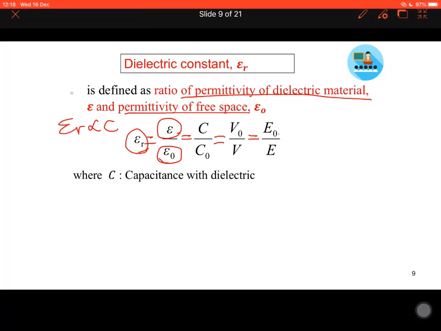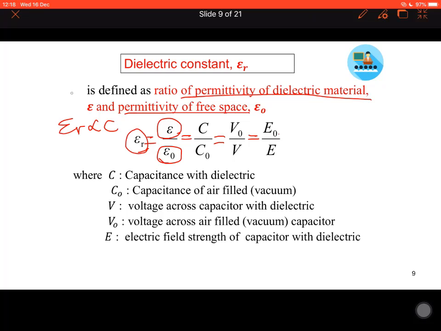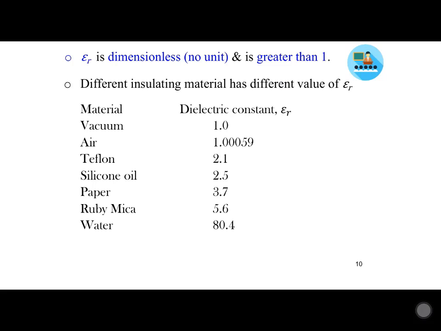C is the capacitance with dielectric. C naught is the capacitance of air filled, in vacuum. V is the voltage across the capacitor with dielectric. V naught is the voltage across the air filled. E is the electric field strength, and E naught is the electric field strength in the vacuum. And epsilon R is dimensionless and it is greater than 1. So it doesn't have any unit and it is different for each material.